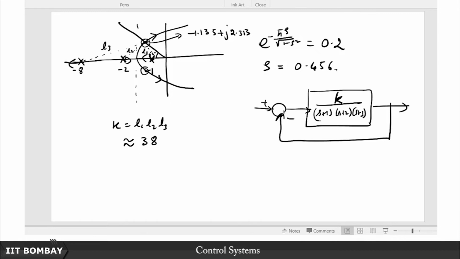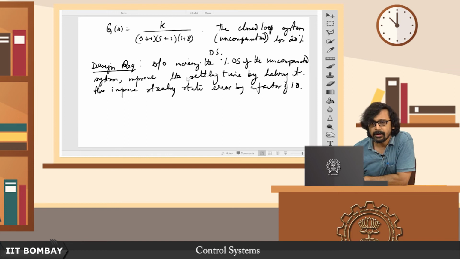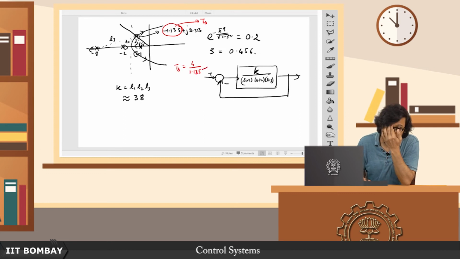Now I have figured out what the uncompensated system is like. Now look at what I have been asked to do. I have been told that I have to improve the settling time by halving it. So what is the settling time here? The settling time is given by this real part, so this is responsible for settling time. The settling time Ts is equal to 4 over 1.135. So if I have to halve this, I have to basically double this.